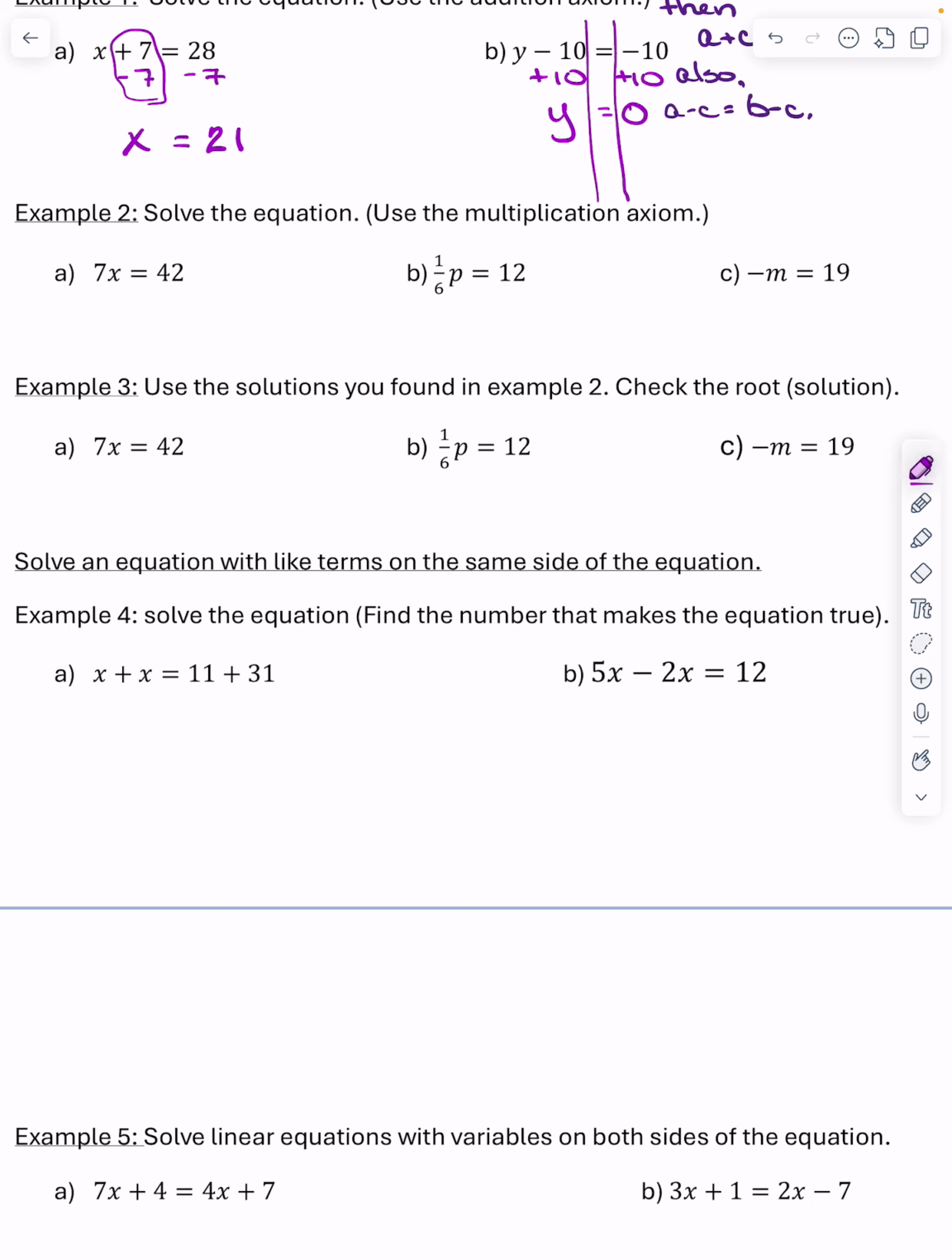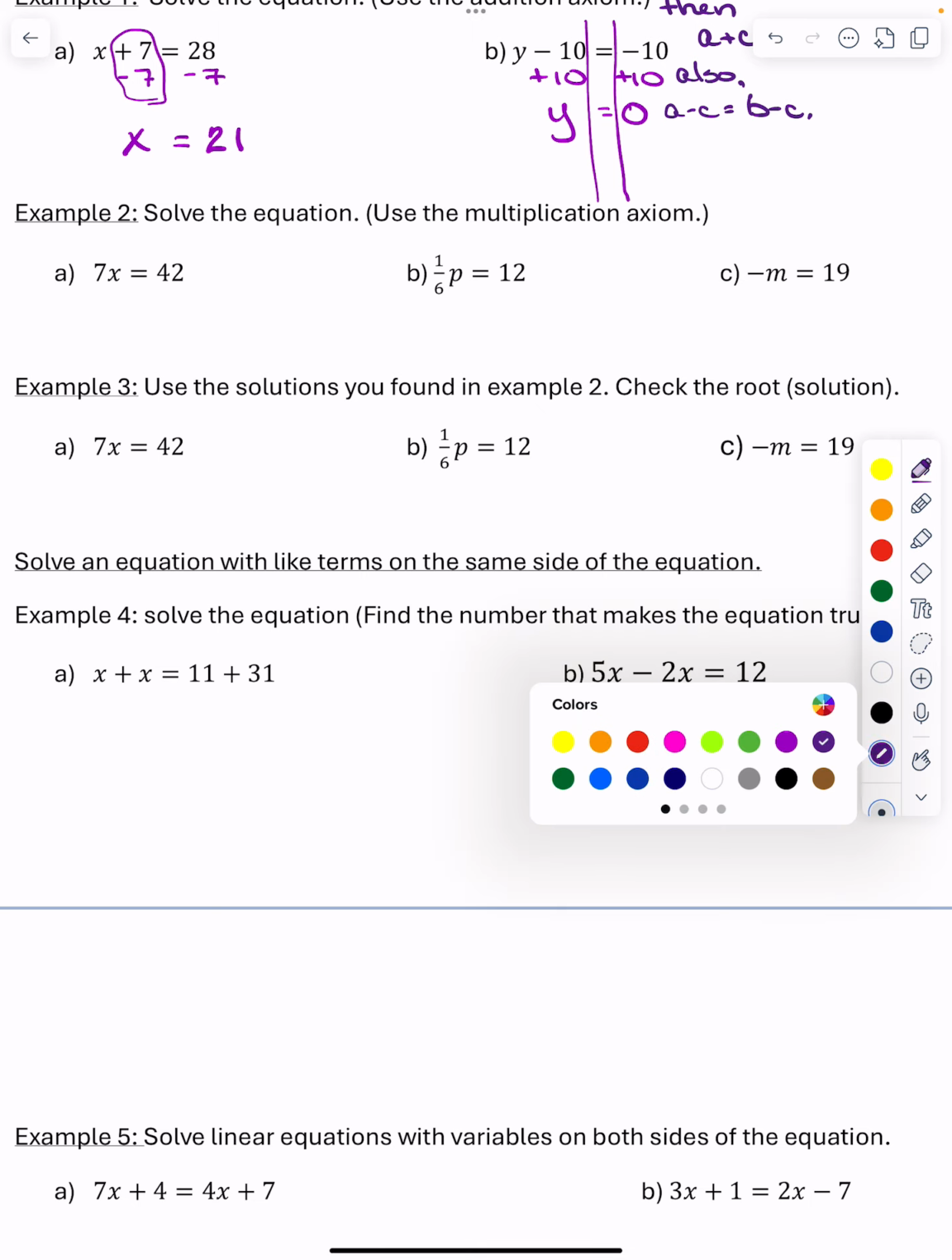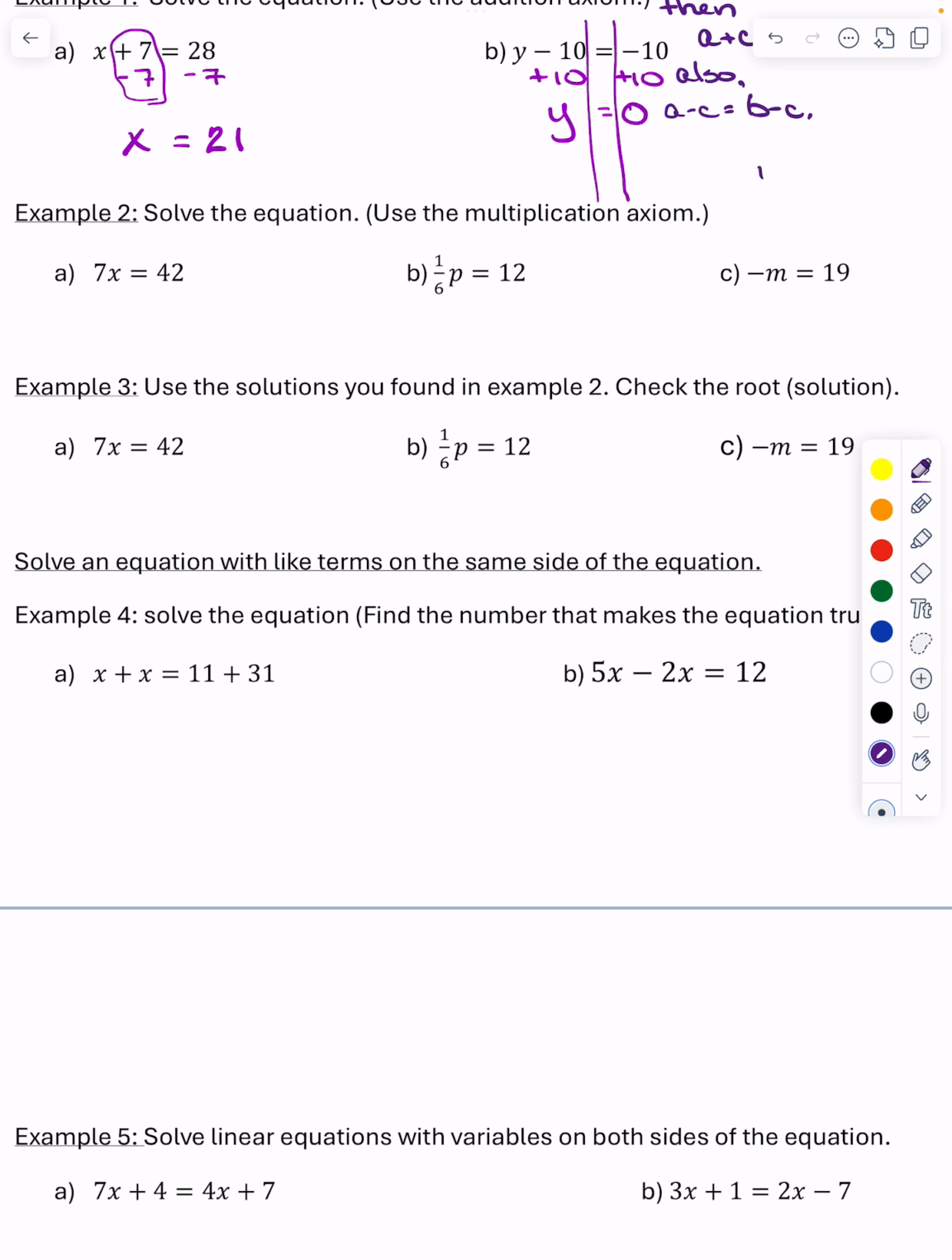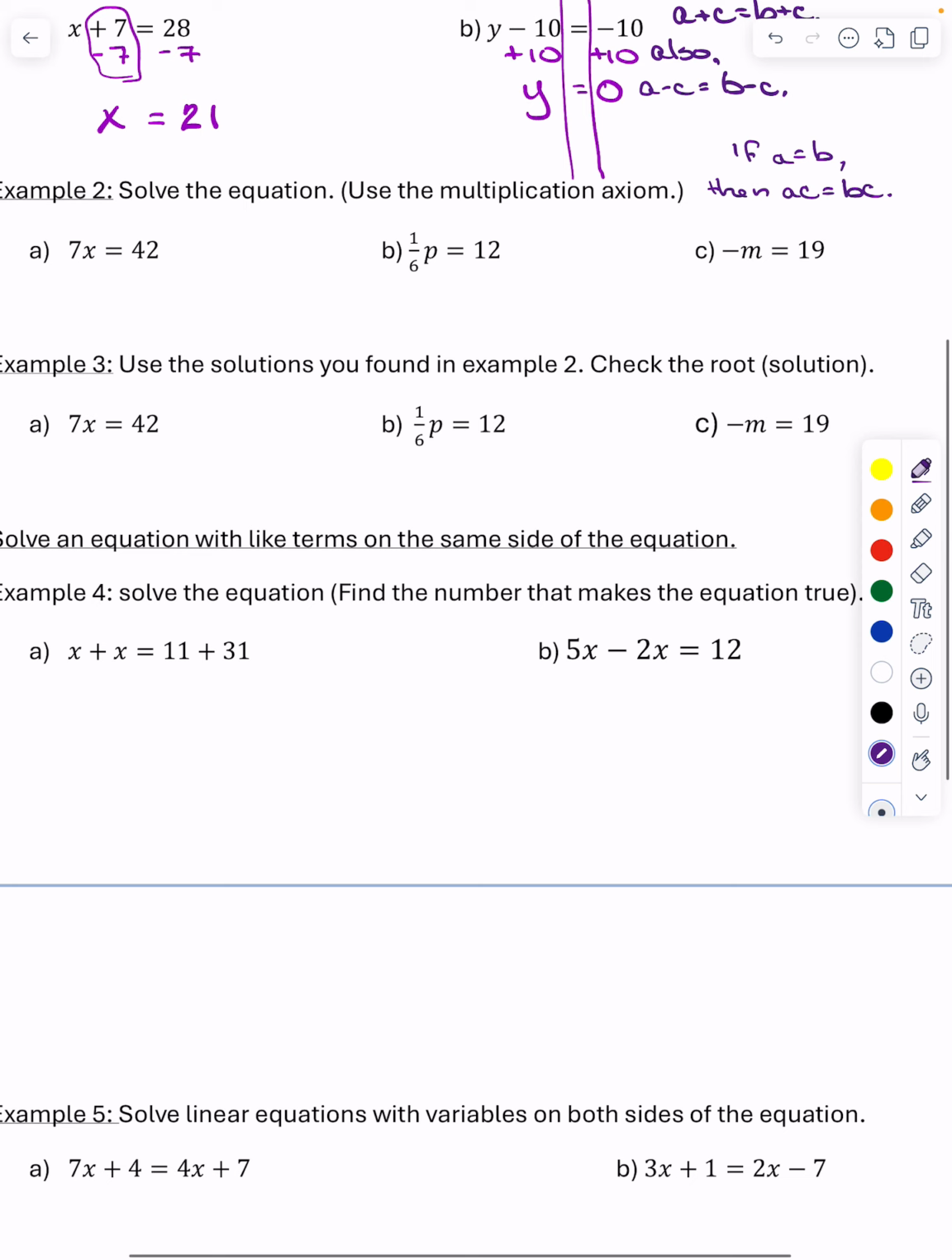Example 2, now we're going to use the multiplication axiom. So just like with addition and subtraction, if I start with two things that are the same, then I can multiply by the same thing and get two things that are the same. Keep in mind, we don't want to multiply by 0. That's kind of cheating. This also works if we're dividing. Guess I should have left a little more room for those.